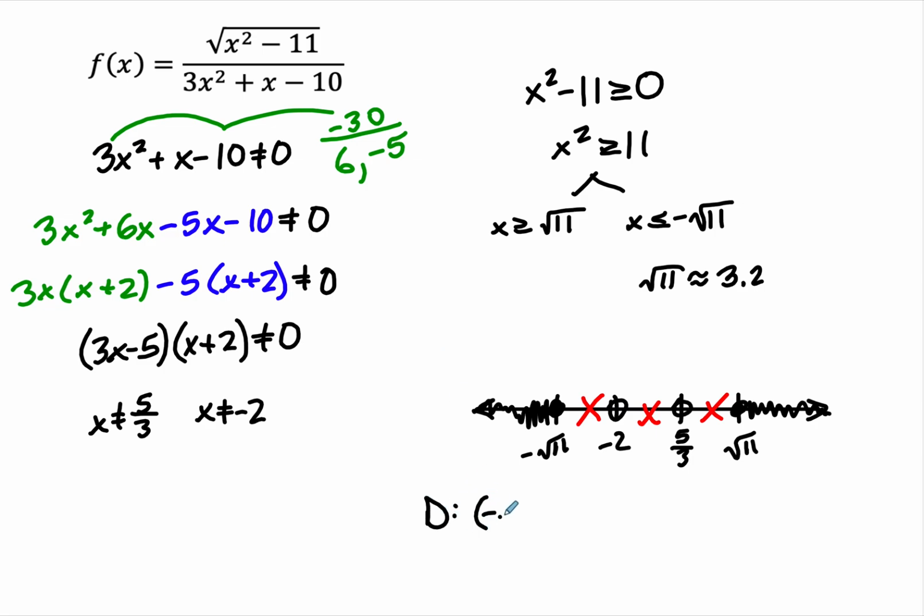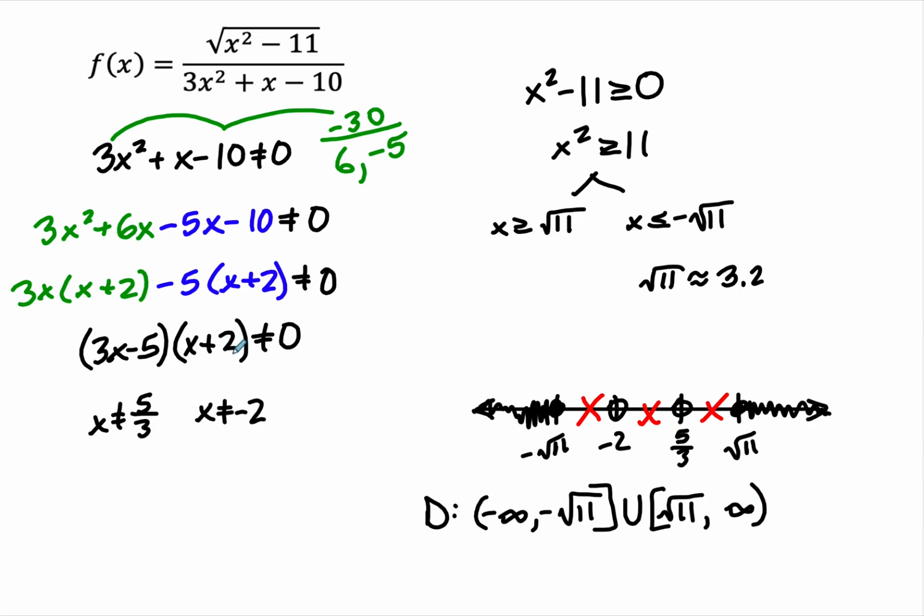We have negative infinity to negative square root of 11. We're going to have a bracket here, and that, again, is because it's in the numerator. And we can have a function equal to 0 for a square root, but it can't be less than 0. Okay, and then we're going to have square root of 11 going to infinity. Okay, so that would be our final answer here.